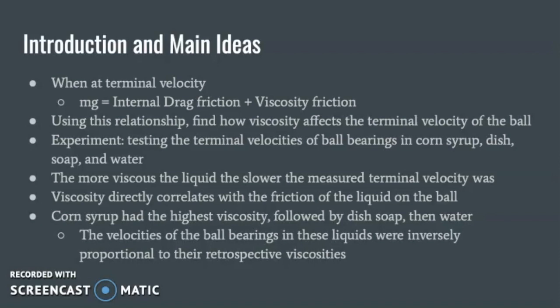The experiment we did was testing the terminal velocities of the ball bearings in corn syrup, dish soap, and water. We used Tracker to find these velocities. We found that the more viscous the liquid was, the slower the measured terminal velocity was. And this is true as viscosity directly correlates with the friction of the liquid on the ball. After doing this experiment, we found that corn syrup had the highest viscosity, followed by dish soap, and then water.